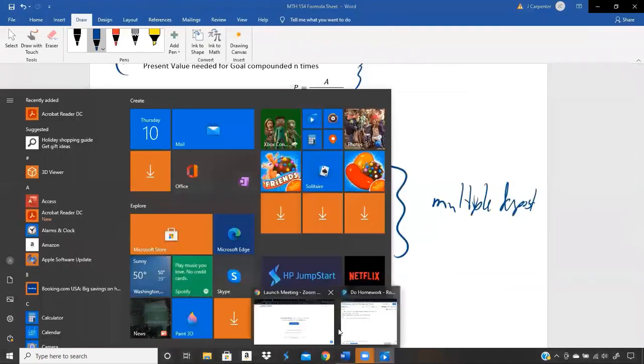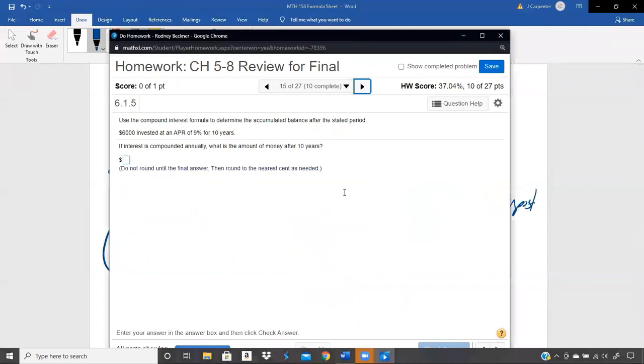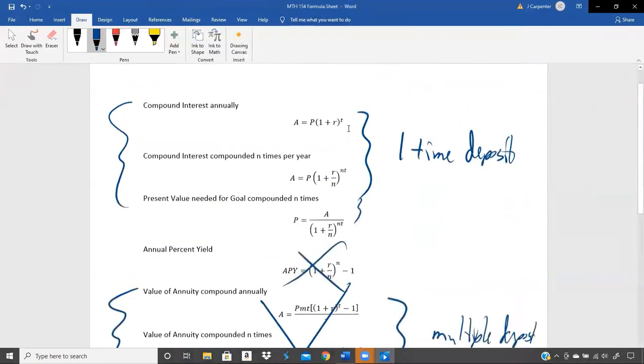How do I know that? I read the question carefully. We're putting $6,000. It doesn't say $6,000 annually. It doesn't say $6,000 monthly. It doesn't say $6,000 quarterly or daily. It says $6,000. That's a one-time deposit. So we're under one of the top three formulas.